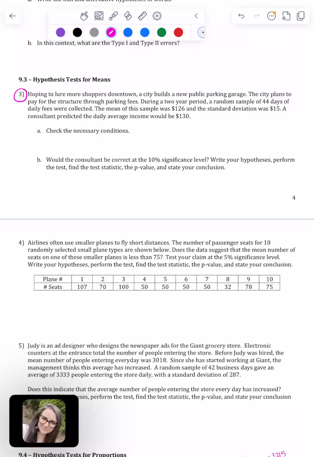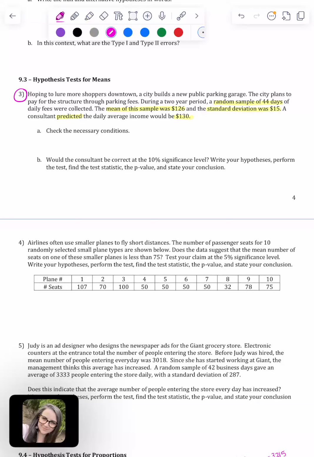Okay, we are going to work on question number 3, from section 9.3 right here that I've circled. It says, hoping to lure more shoppers downtown, a city builds a new public parking garage. The city plans to pay for the structure through parking fees. During a 2-year period, a random sample, so this is important, random sample of 44 days of daily fees were collected. The mean of this sample was 126 and the standard deviation was $15. A consultant predicted the daily average income would be $130.